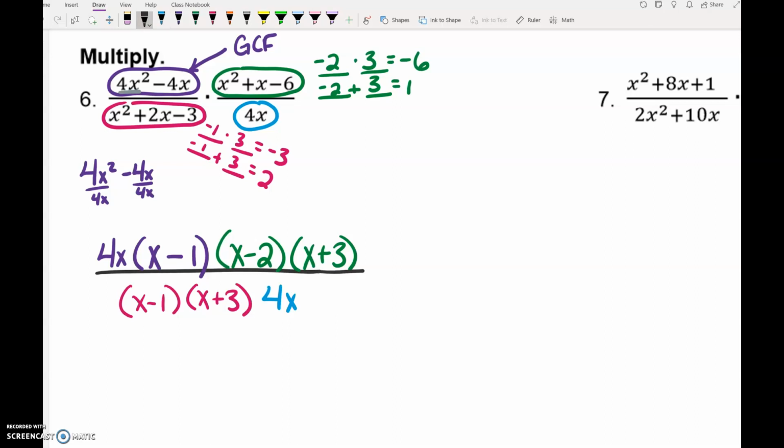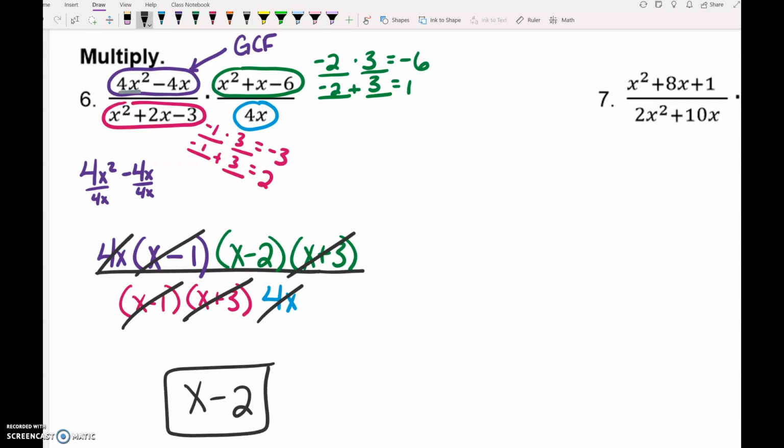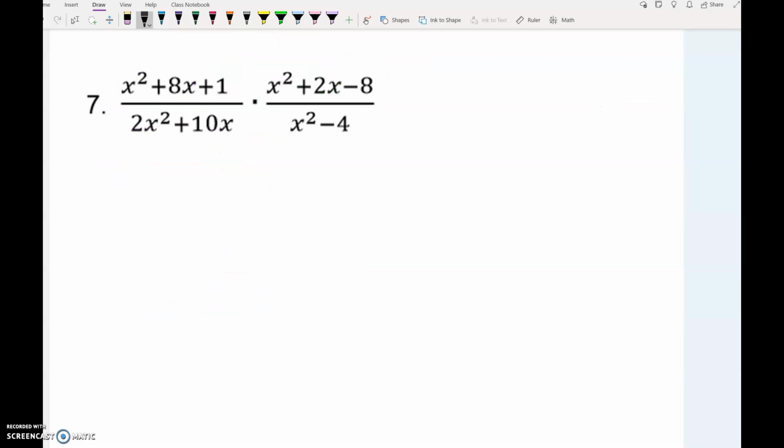Okay, my favorite part. What do you see on the top that matches the bottom? 4x, x minus 1, x plus 3. What's left? Okay, you got to admit it's kind of awesome that that super complicated looking problem and the final simplified answer is just x minus 2. Like that's kind of cool. Pause the video and give number 7 a try on your own.